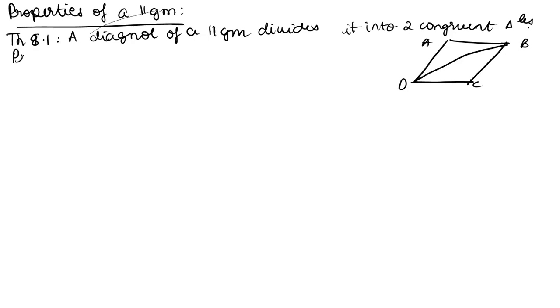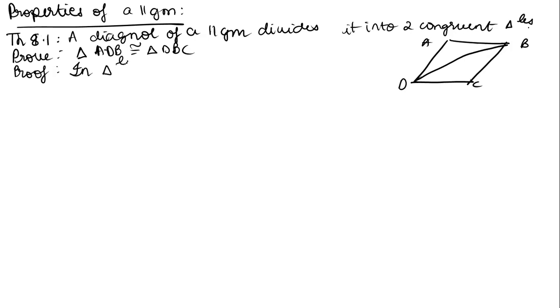So what do we have to prove? Let's see the proof of this theorem. We have to prove that triangle ADB is congruent to triangle DBC. Are you understanding what we have to prove? We have to show that the diagonal of a parallelogram actually divides the parallelogram into two congruent triangles. Clear? So that's what we have to prove. Now let's see the proof. We just need to prove that these two are congruent. Let's see how to do it.